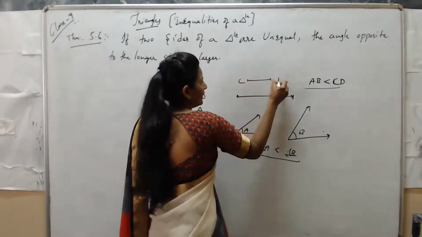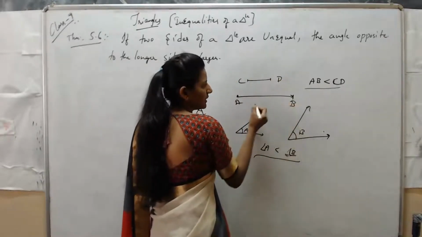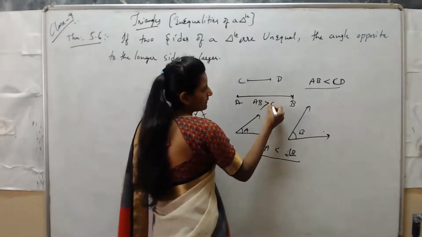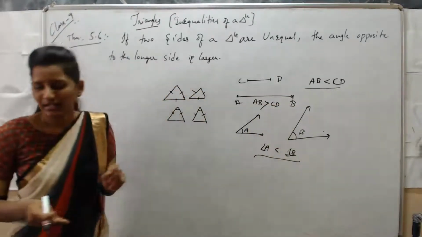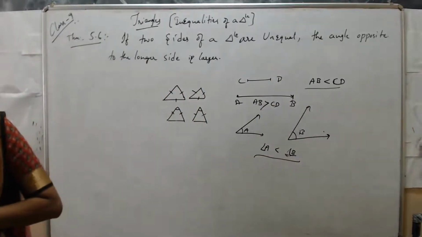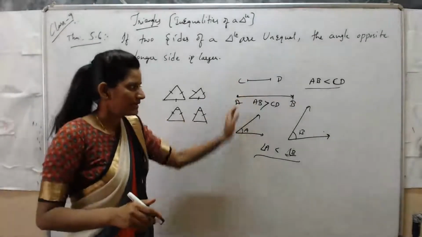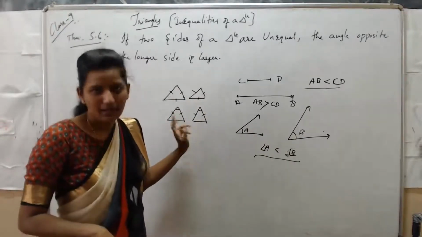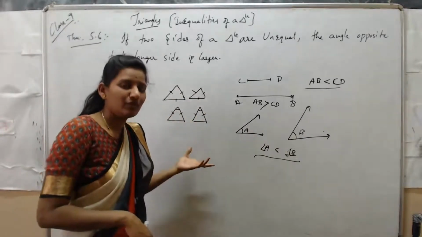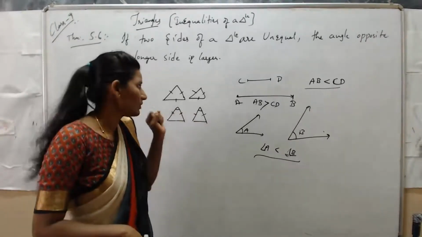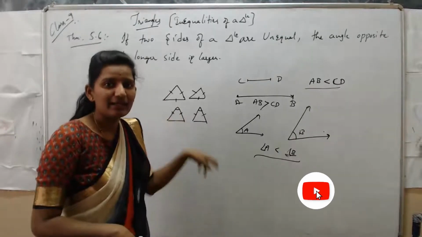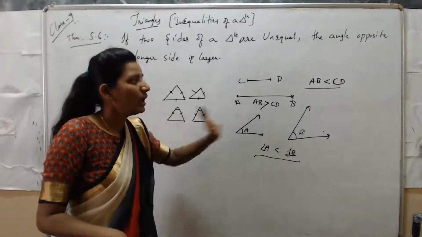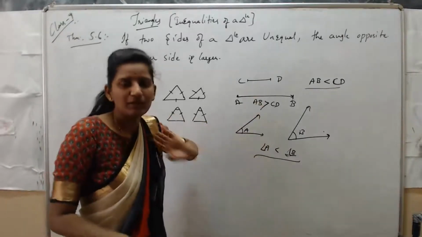If I change AB and CD values, this becomes AB, which is the longer side here, greater than CD. This is called unequal sides and unequal angles. Still now you have learned equal sides and equal angles, the side angle side rule, SSS, SAS, AAA. You have learned all these rules, but here all are unequal, like sides and angles will be unequal.